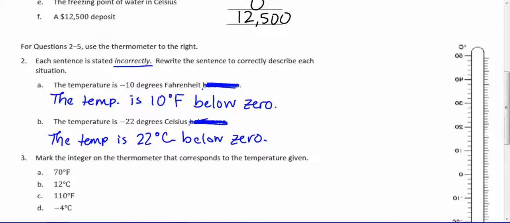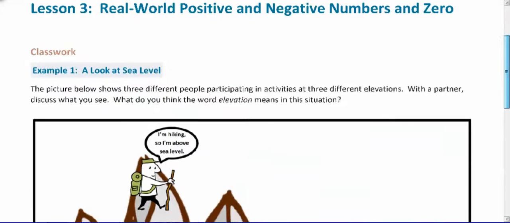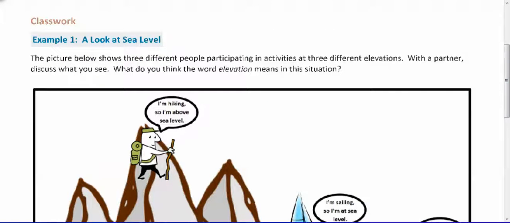Okay, so pretty easy. The next questions we're not going to do because it's messed up on the thermometer. So let's go on to another scenario where you will see positive and negative numbers and where you need to recognize the different wording that goes with positive numbers and negative numbers. The picture below shows 3 different people participating in activities at 3 different elevations. I'm going to be your partner here.